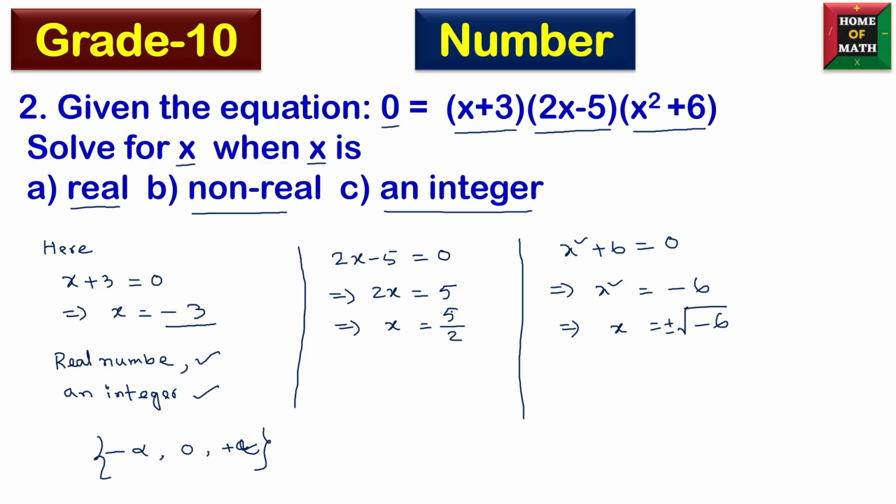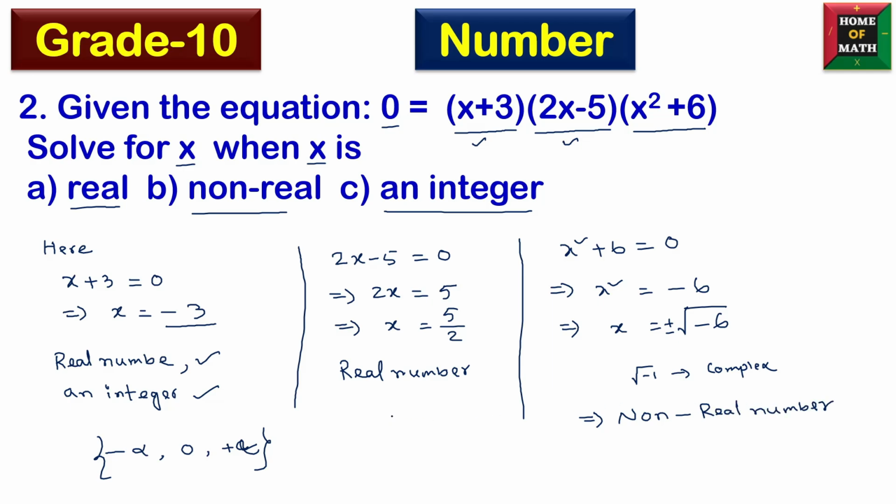Next, here is 5/2. It's only a real number, right? So here x + 3 we solved, and 2x - 5 we also solved. Now x² + 6. Look, once we have a root of -1, it becomes a complex number, and it's not a real number, it's a non-real number. So this is number B, a non-real number.